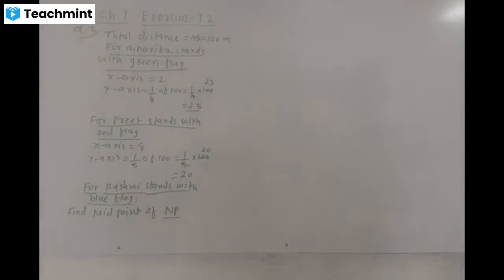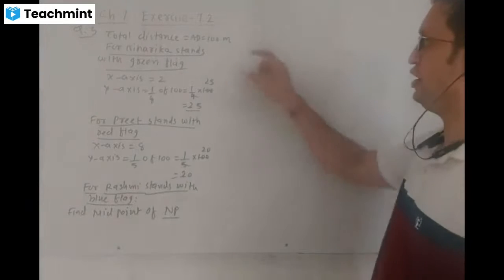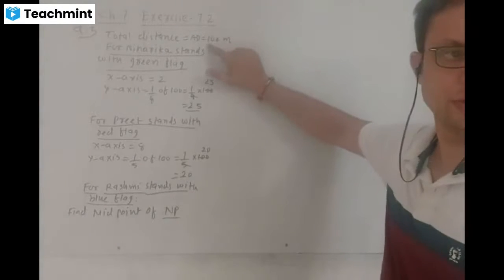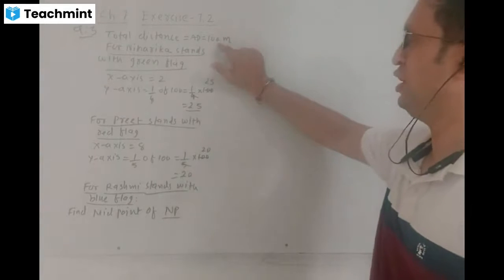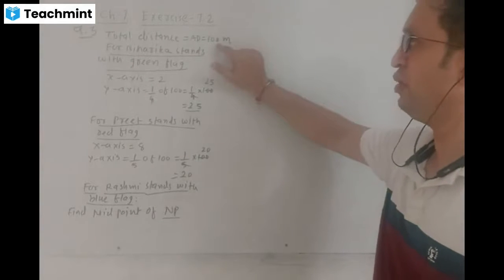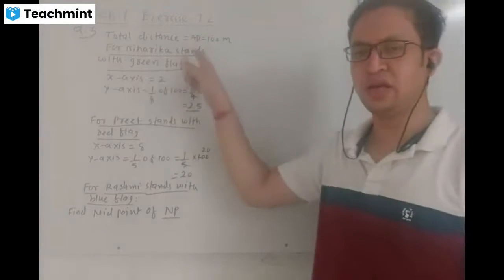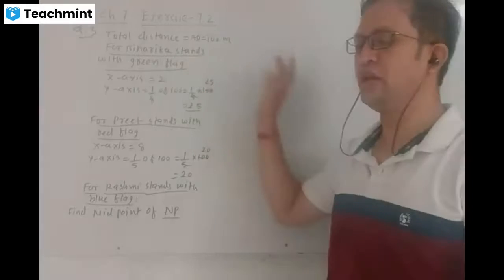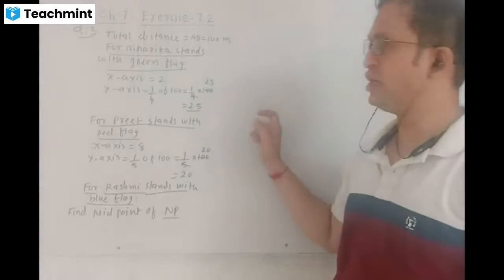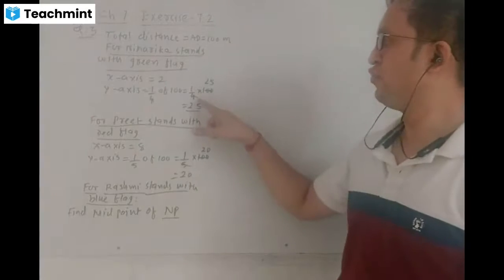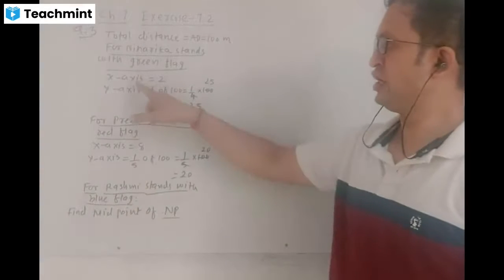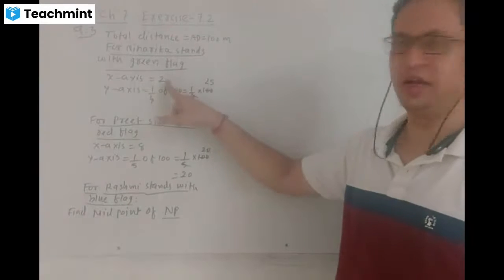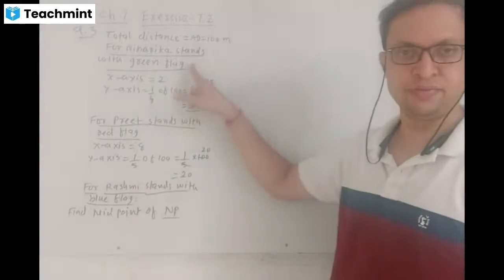Question number 3. Total distance of AD. ABCD is a rectangle. AD is equal to 100 meters, and each flower pot distance is 1 meter. Niharika stands with a green flag, at 1/4 of the distance AD, on the second line with a green flag.